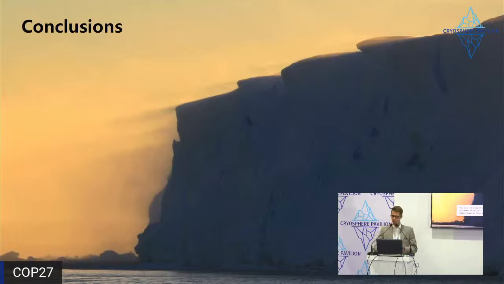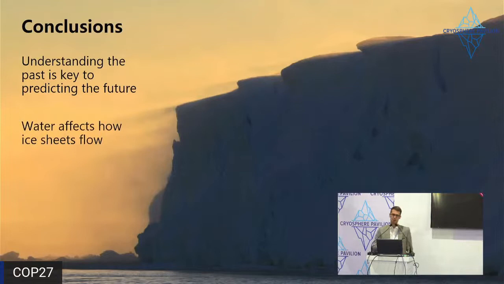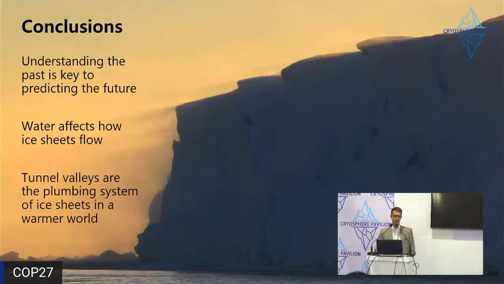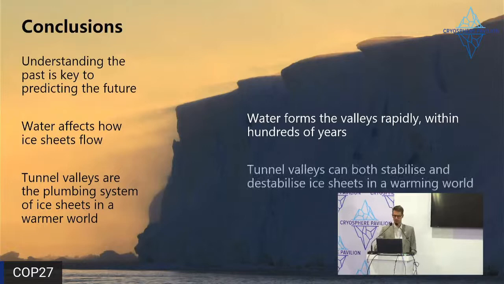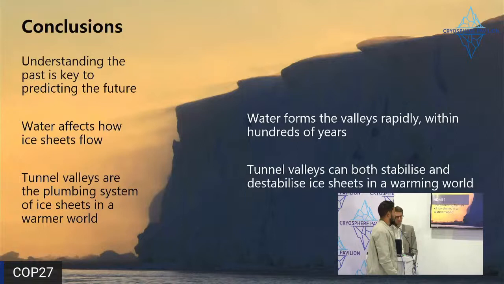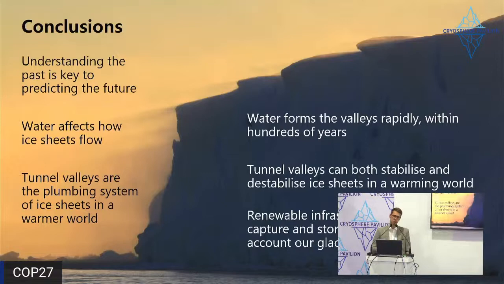So what we can learn from a study of past ice sheets and why they're relevant for the future is that understanding the past is really key to predicting the future of ice sheets. Water clearly affects how ice sheets flow and will be increasingly important as the climate warms in the future. These ancient tunnel valleys are essentially the plumbing systems of ice sheets in a warmer world. The water can form them quite rapidly within just hundreds of years. They can both stabilize and destabilize ice sheets in a warming world. And they're also incredibly relevant for how we're going to achieve net zero through installing renewable energy infrastructure and also trying to capture some of the CO2 from the air and store it back underground again.